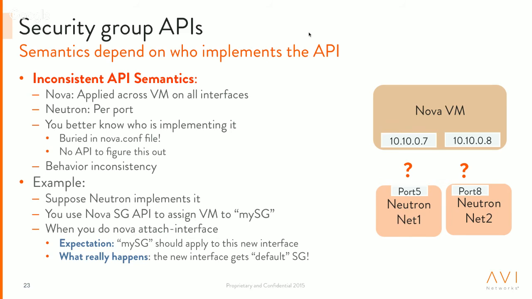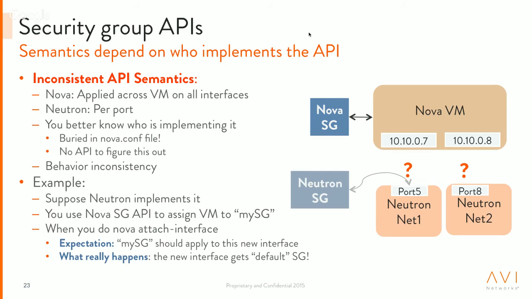Now the semantics of it is that if the admin implemented the security groups in Nova, and you are using Nova APIs for the security groups, all you have are the Nova VMs. You say this Nova VM is in this security group. So irrespective of however many interfaces it has or wherever it is connected, whatever policies you define are supposed to apply across all those interfaces. If you say, don't allow this VM to go to the outside 10.10 network, don't let it go to the web, then that will be applied across all the interfaces.